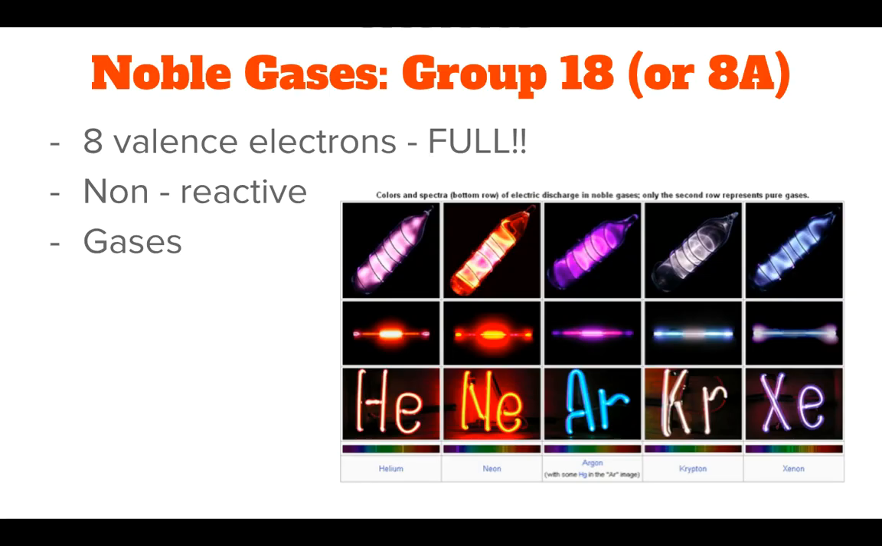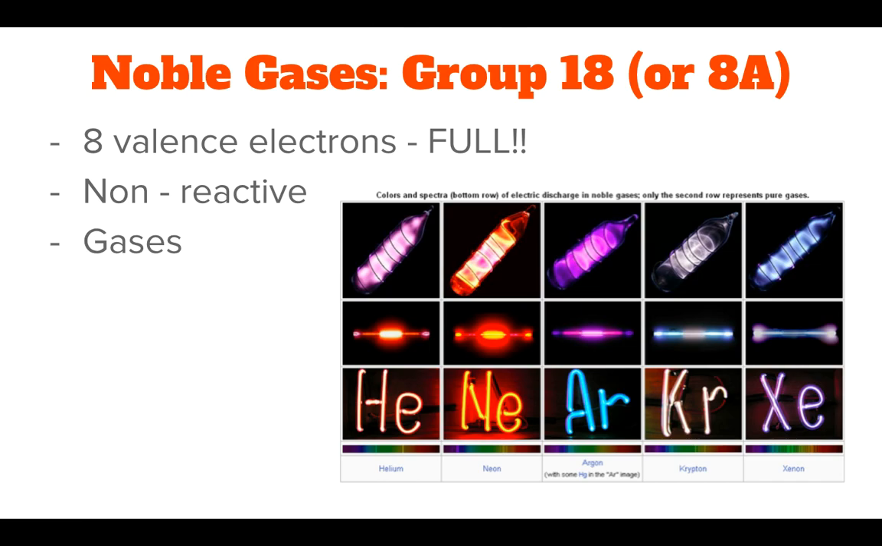that. The other group of nonmetals that we need to know a special name of is the noble gases. These are group 18 or 8A. They're the last column on the periodic table, and they have 8 valence electrons, which is actually a full shell. The most valence electrons you can have is 8. Because they're already full, they're non-reactive. They don't need any more valence electrons, and so they just kind of hang out by themselves.